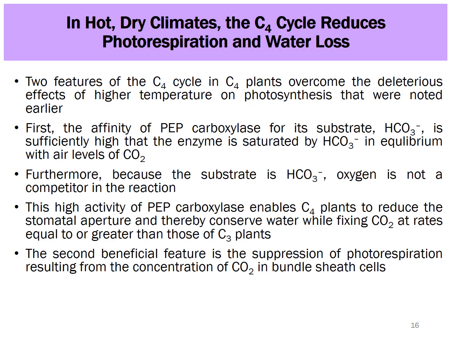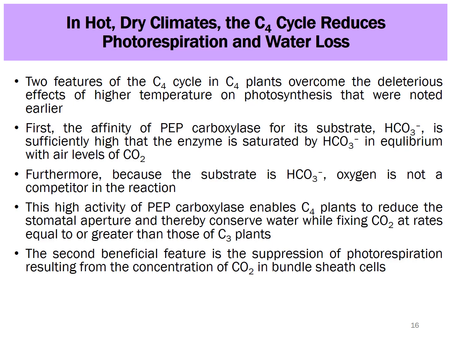In hot, dry climates, the C4 cycle reduces photorespiration and water loss. तो नॉर्मली अगर हम C4 प्लांट्स को देखें तो इनकी जो फेवरेबल कंडीशंस हैं जिनके अंदर ये ग्रो करते हैं, तो वो नॉर्मली हॉट एंड ड्राई क्लाइमेट्स के प्लांट्स हैं। और दो फीचर्स जो हैं C4 साइकिल के, इन C4 प्लांट्स overcome the deleterious effects of the high temperature on photosynthesis that were noted earlier.